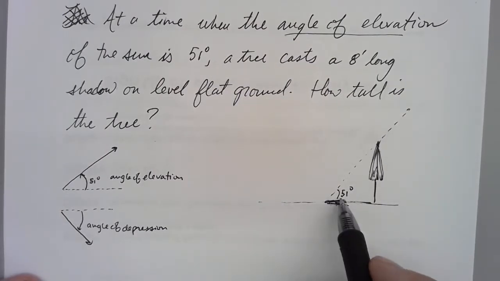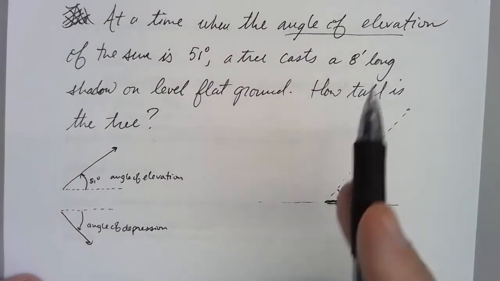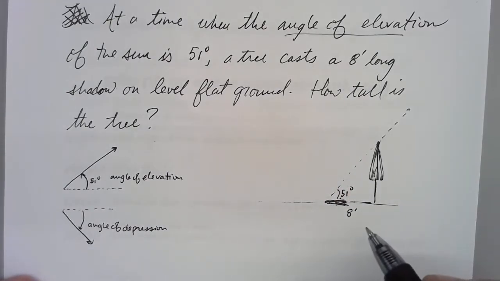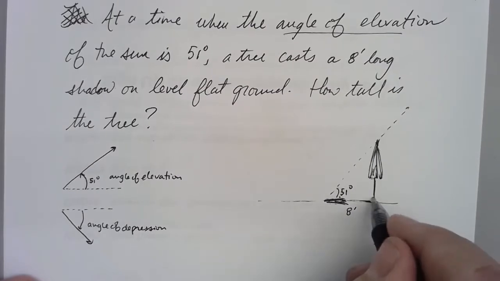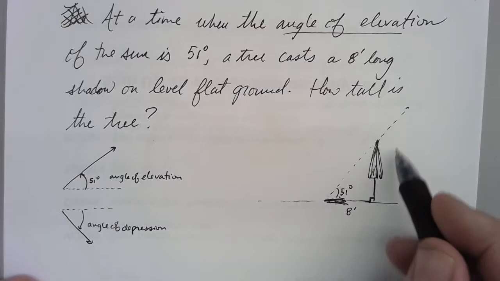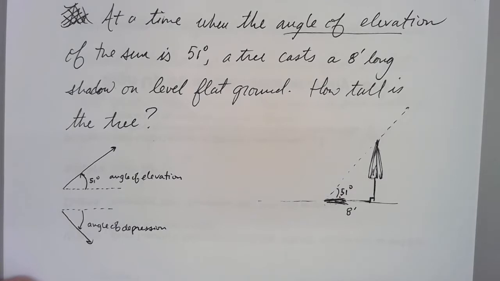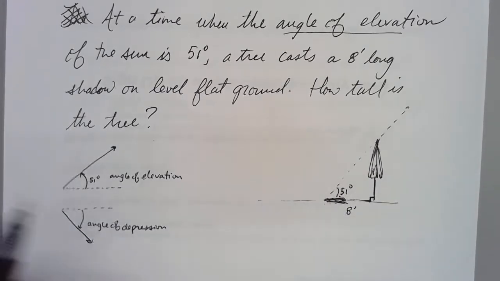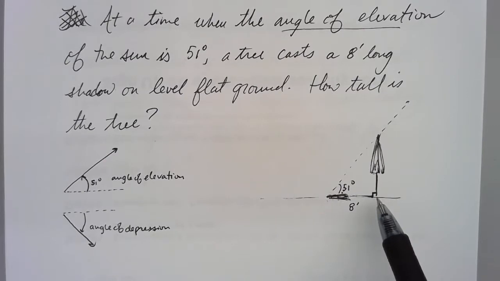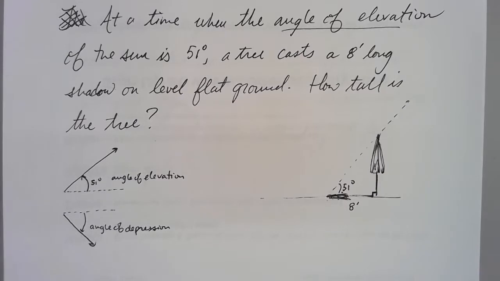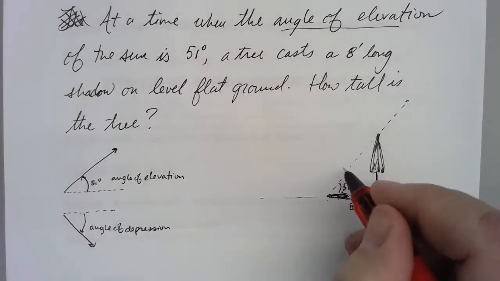We know the 51 degree angle, the angle of elevation, and we know the length of the shadow is 8 feet. And since we have level flat ground here, this is going to form a right triangle. You might say, well, what if the tree is leaning? But the top point of the tree is what's going to give the top point of the shadow. So here's my right triangle. Now I'm going to use my trigonometric ratios to figure out the side that I need that will let me answer the question. If I label this triangle for trigonometry, I will have the hypotenuse here across from the right angle.